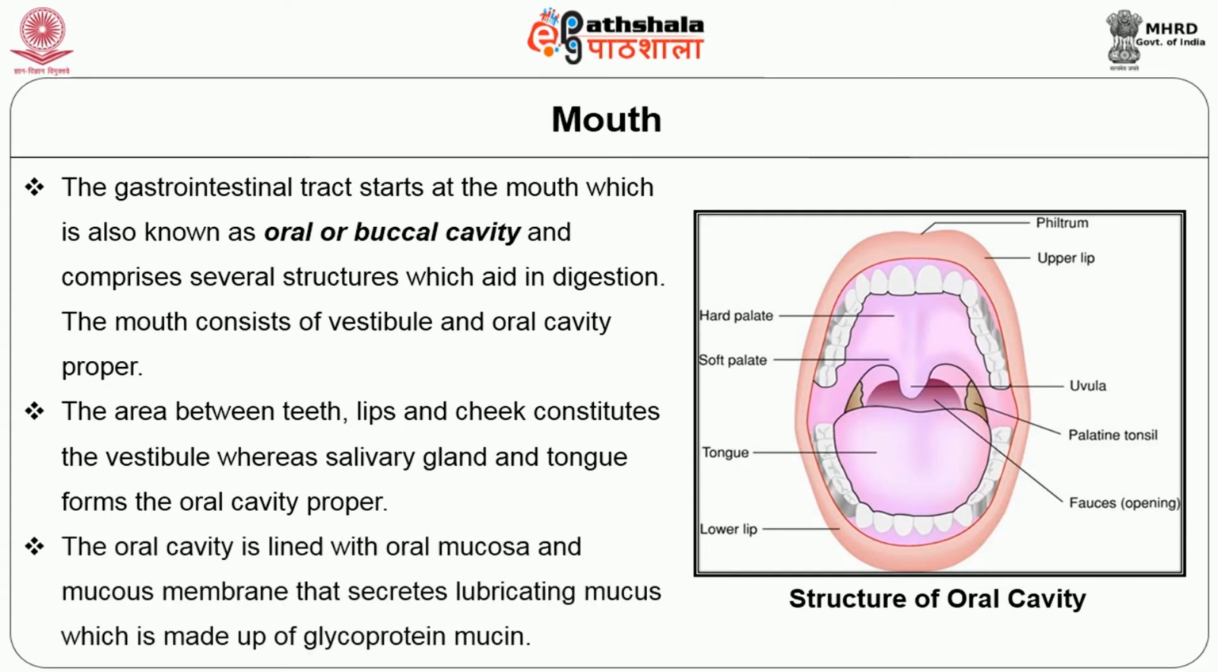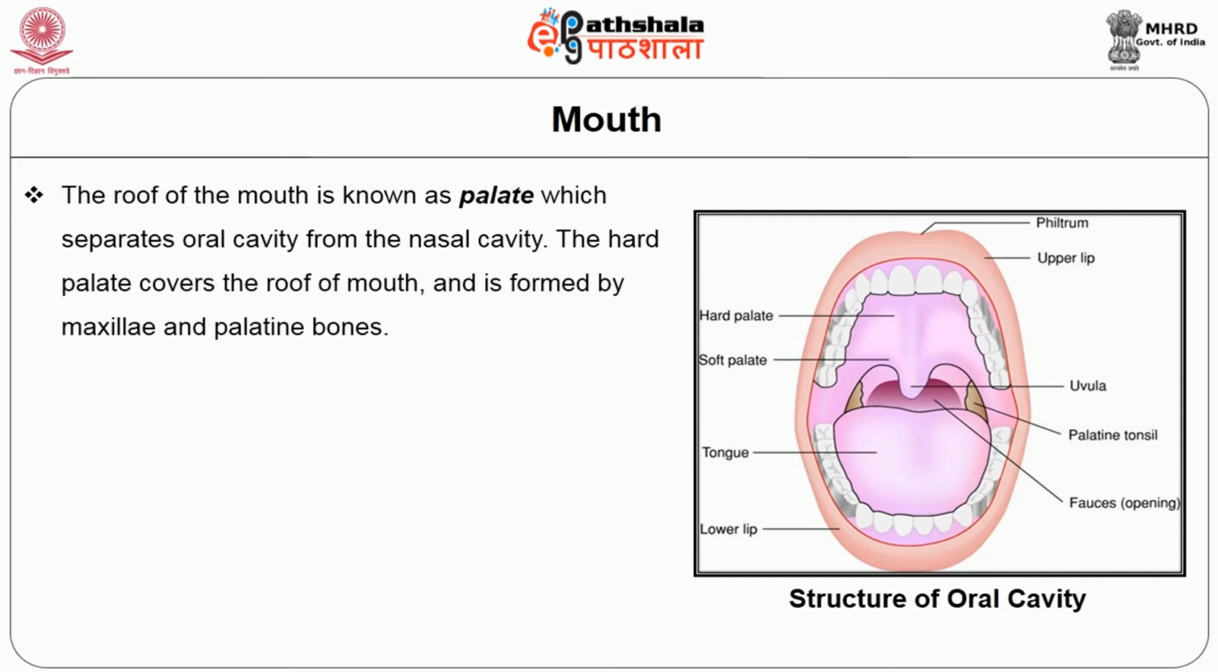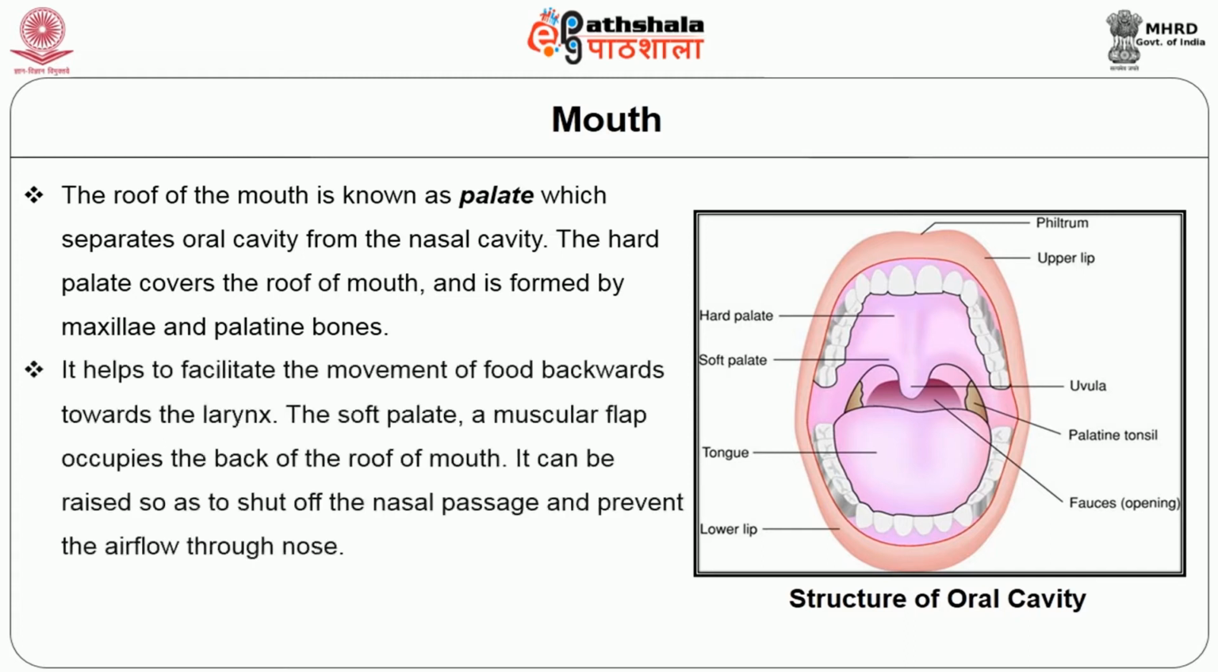The oral cavity is lined with oral mucosa, a mucous membrane that secretes lubricating mucus, which is made up of glycoprotein mucin. The roof of the mouth is known as the palate, which separates the oral cavity from the nasal cavity. The hard palate covers the roof of the mouth and is formed by the maxilla and palatine bones. It helps to facilitate the movement of food backwards towards the larynx.